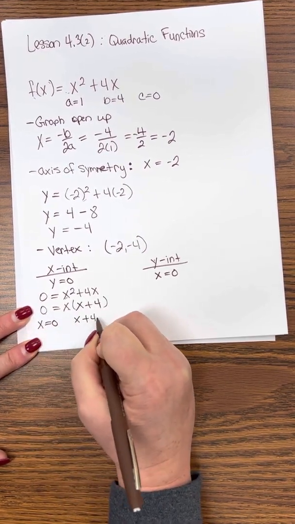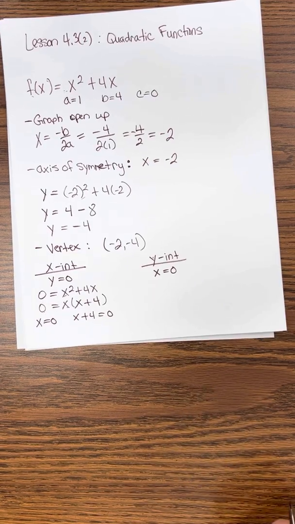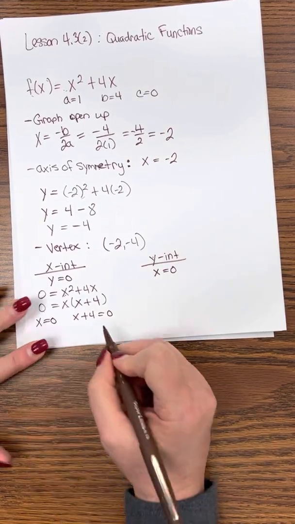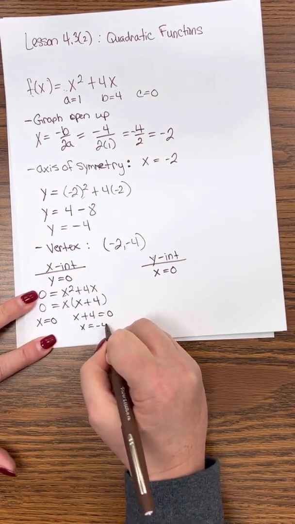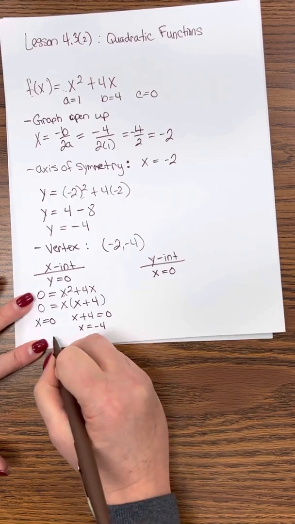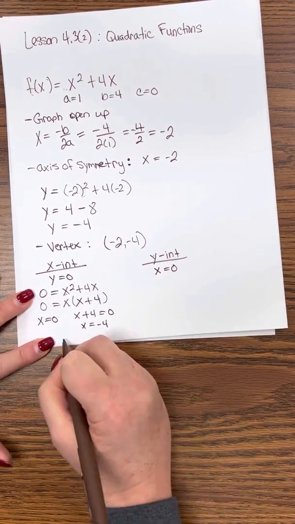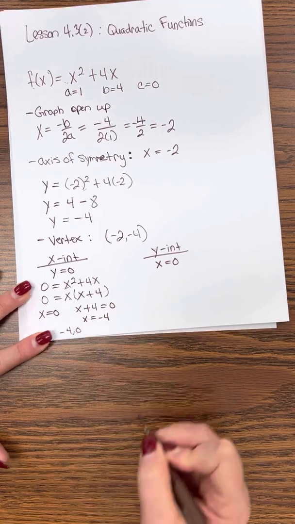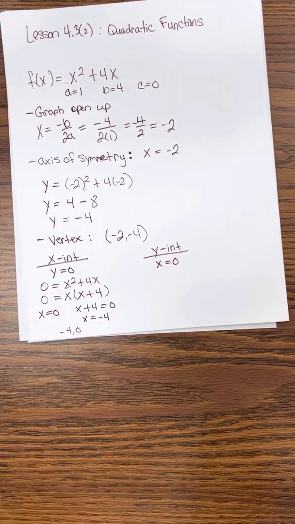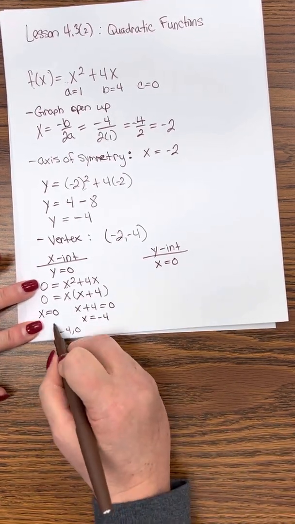and then you can solve those out, and that gives you your x-intercepts. So that one's just 0. This one solves out to -4. So then it's going to ask for your x-intercepts. You're going to do -4, 0. No parentheses. So that's your x-intercepts.